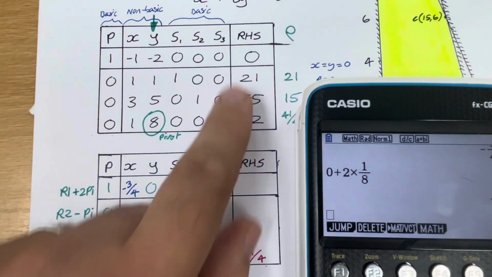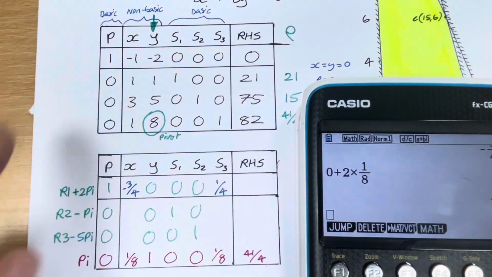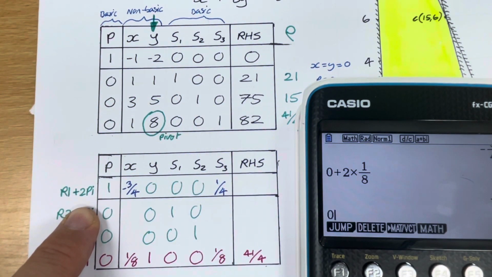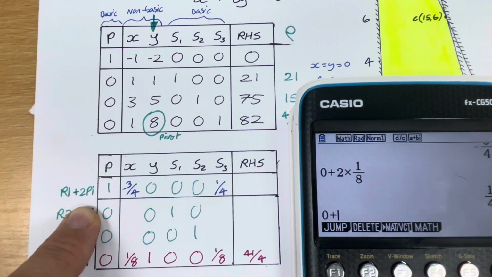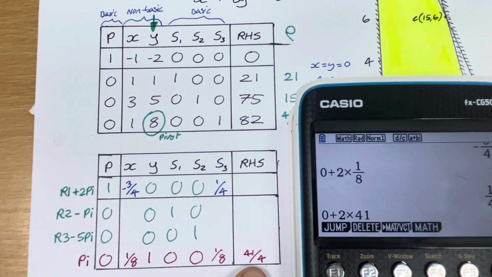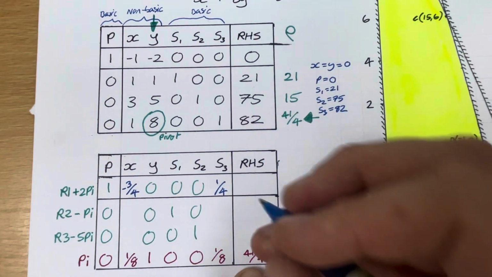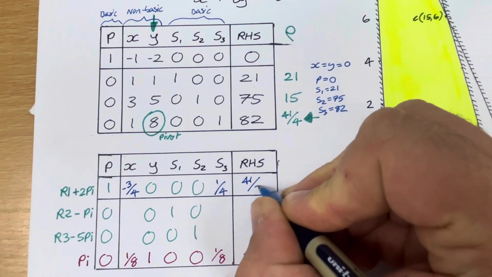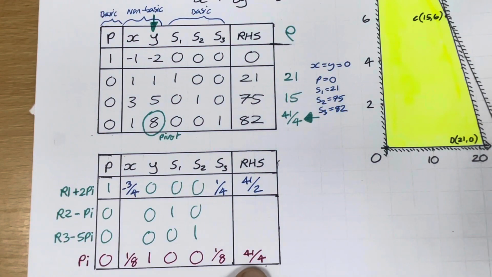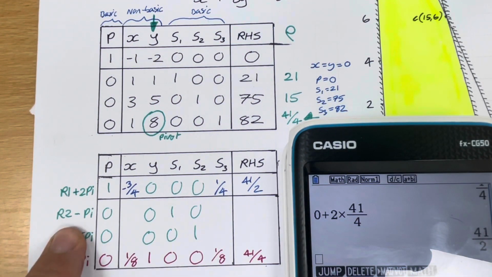And then finally, the right-hand side, apply that same rule. We're going to have 0 plus 2 times 41/4. And that gives us 41/2. Okay, so that's the first row. And now we'll just repeat the instructions for the other 2 rows.